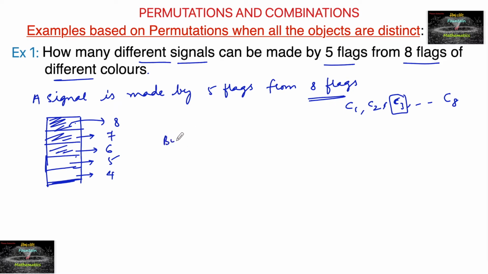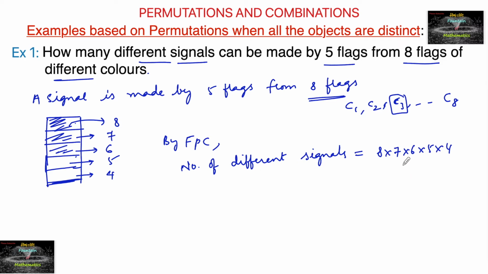And each and every color is essential and it's compulsory one after the next to prepare a signal. So by fundamental principle of counting, we can say the number of such signals, number of different signals, is equal to 8 into 7 into 6 into 5 into 4 by multiplication principle. So 5 4s are 20, 20 6s are 120, 120 7s are 840, 840 8s are 6,720. 6,720 signals can be prepared.